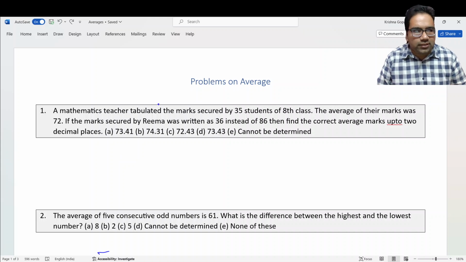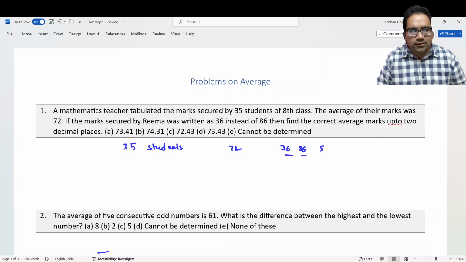So here, what is it saying? There are 35 students and earlier the average was 72. And for Rima, instead of 86 it was written as 36. That means it is 50 less. She has written it wrongly, 50 less. Find the correct average marks up to two decimal places.